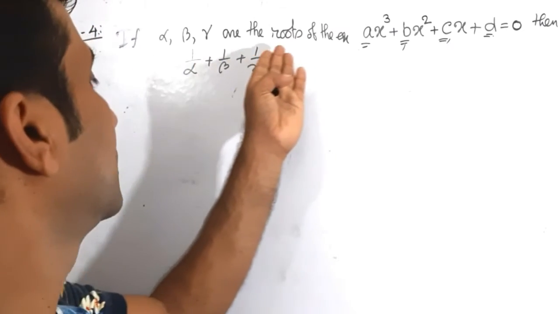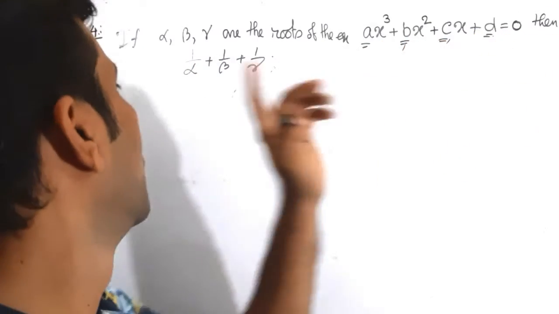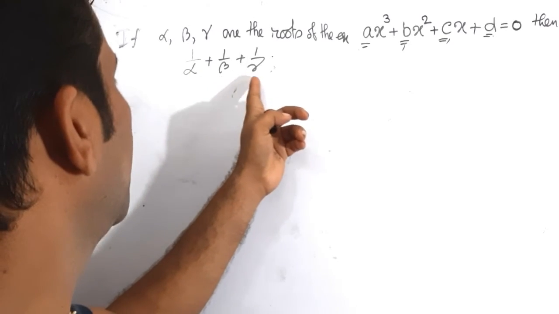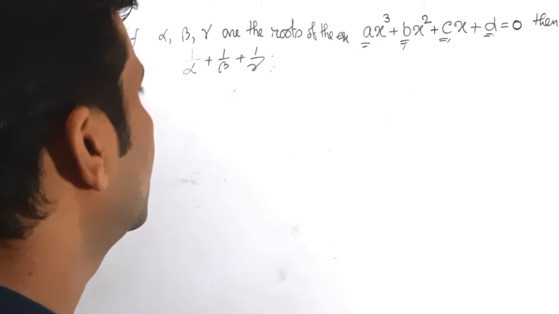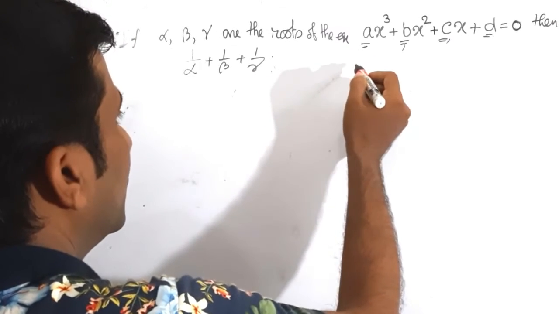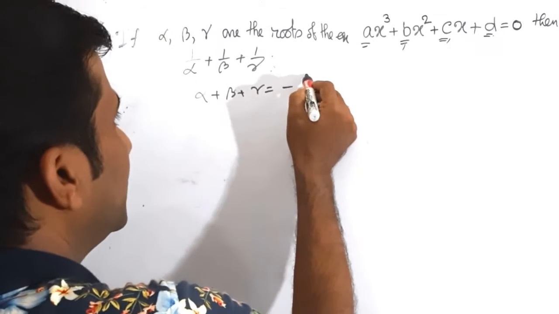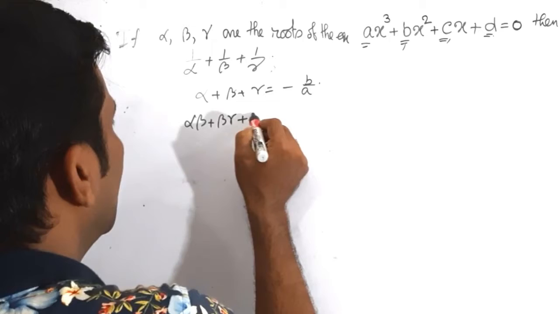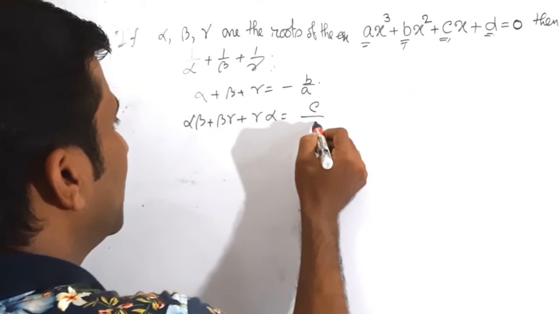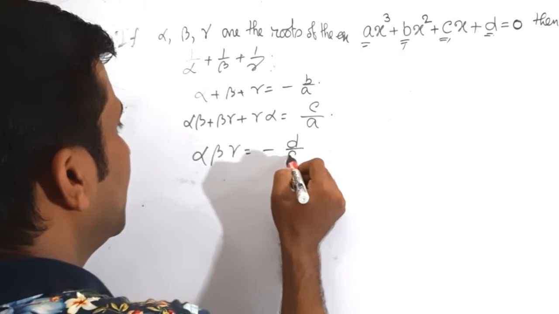If alpha, beta, gamma are the roots of the equation ax cube plus bx square plus cx plus d is equal to 0, then find 1 by alpha plus 1 by beta plus 1 by gamma. What we can say is that alpha plus beta plus gamma is equal to minus b by a, alpha beta plus beta gamma plus gamma alpha is equal to c by a, and alpha beta gamma is equal to minus d by a.